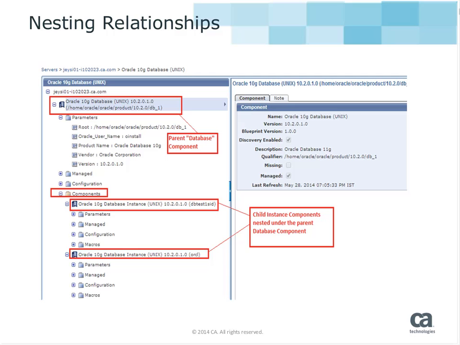You can see the DB test 1 SID. You can see the Oracle child instance component nested underneath the parent database component. So we can start seeing the appropriate nesting and go further down into the appropriate components as needed, based upon your needs for that information.